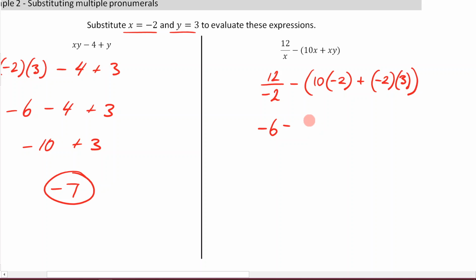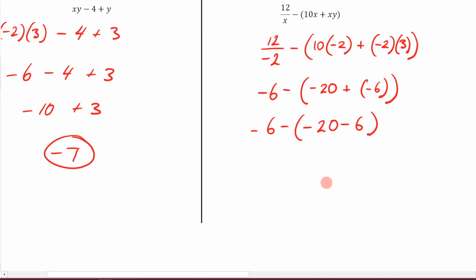Then I've got this negative sign. 10 times negative 2 is going to be negative 20. Then I'm going to have plus negative 2 times negative 2 times positive 3 is going to be negative 6. Now remember, when I'm subtracting, or when I'm plussing a negative number, that's the same thing as subtracting it. So I'm going to end up with this.